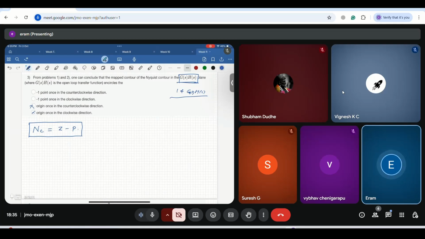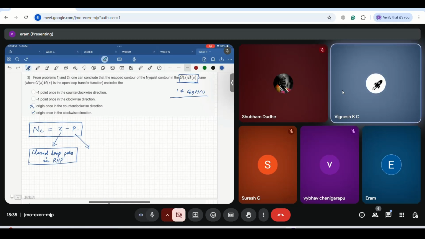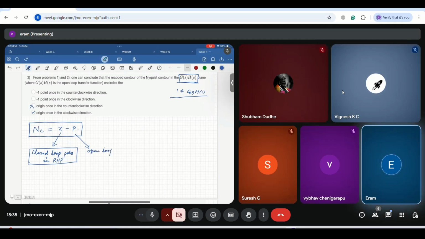Okay. So Z is closed loop poles in RHP, right? And what is P? Open loop poles in RHP. P is the open loop poles in RHP. Okay. So this is the most important thing that you need to remember if you have any question on the Nyquist plot or Nyquist stability criterion. Okay.